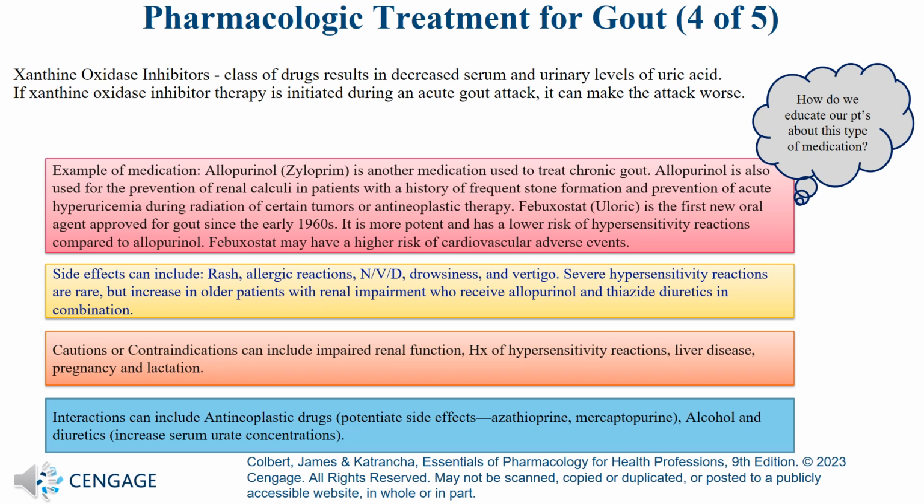However, they are rare, but the risk is increased in older patients with renal impairment who receive allopurinol and thiazide diuretics in combination. Cautions or contraindications can include impaired renal function, a history of hypersensitivity reactions, liver disease, pregnancy and lactation. Interactions can include anti-neoplastic drugs, alcohol, and diuretics. Make sure that we are familiar with how we can educate our patients about this type of medication.